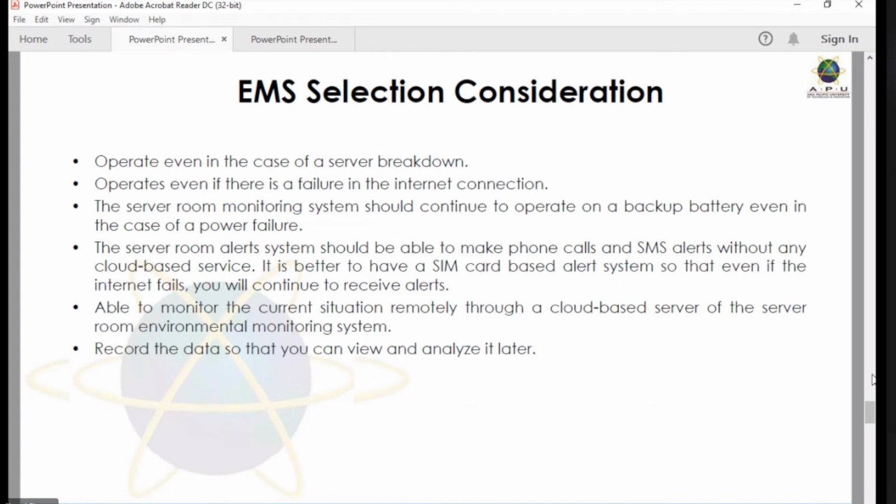EMS selection consideration. Operate even in the case of server breakdown. Your EMS system should operate even if there is server breakdown, even if there is a failure in internet connection. नभयो भने तपाईको त्यो EMS system ले काम गरेन भने that doesn't make any sense. The server room monitoring system should continue to operate on a backup battery even in the case of power failure.